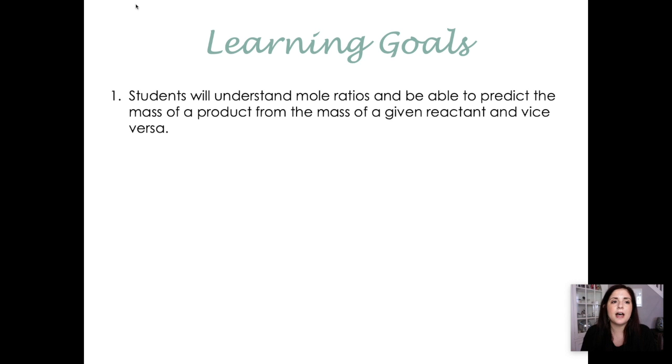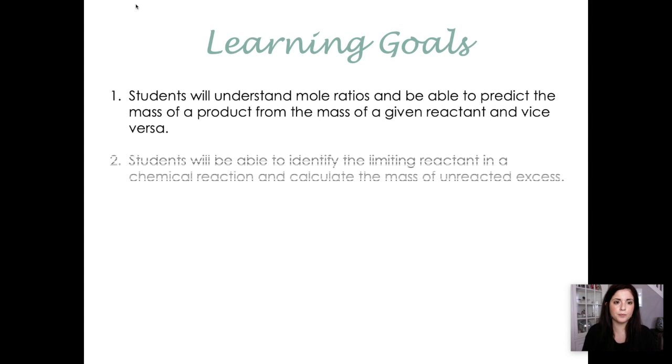Learning goals. The first one: you will understand mole ratios and be able to predict the mass of a product from the mass of a given reactant and vice versa. So given a chemical reaction, you should be able to determine how much product you could form or how much reactant is needed to form X amount of product.